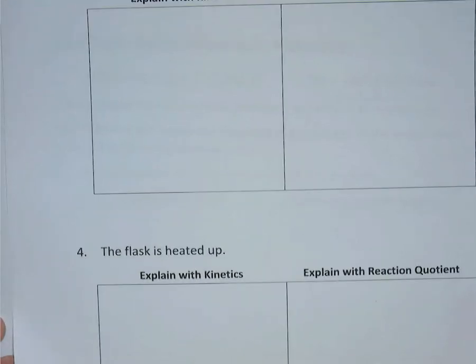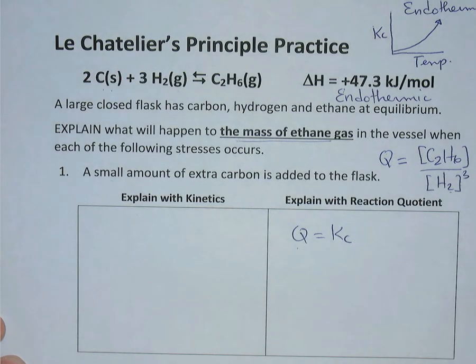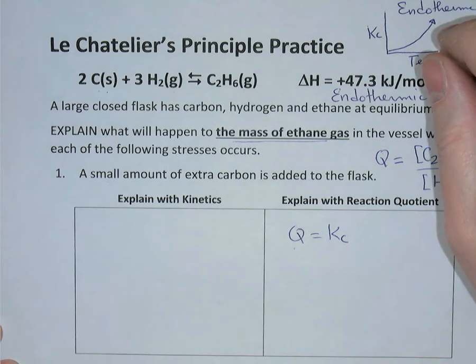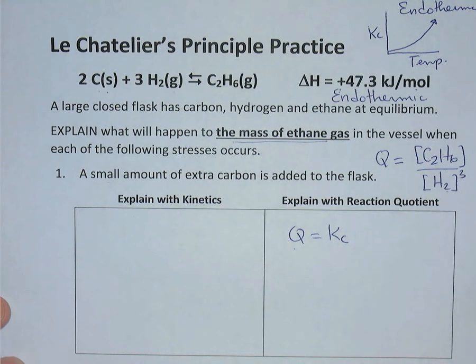The fourth stress involves heating up the flask. So we're going to heat it up, raise the temperature. Pause the video and see if you can explain what happens to the amount of ethane gas.